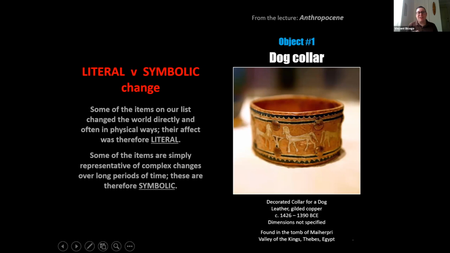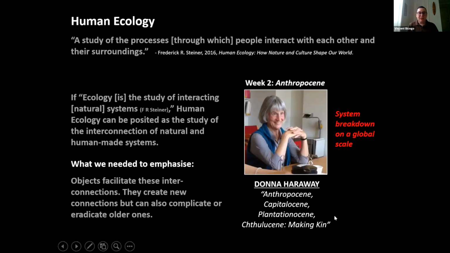We also emphasized that some of the objects on our list were symbolic rather than literal. Our very first object was the dog collar. Now, of course, the dog collar literally did not change the world. We allowed that object to facilitate a discussion about the domestication of animals, because once again, it's only with the domestication of the dog and later other animals onwards that human beings develop an agricultural society. So I've mentioned human ecology. Ecology is the study of interacting natural systems. Human ecology can be thought of as the interconnection of natural and human-made systems.